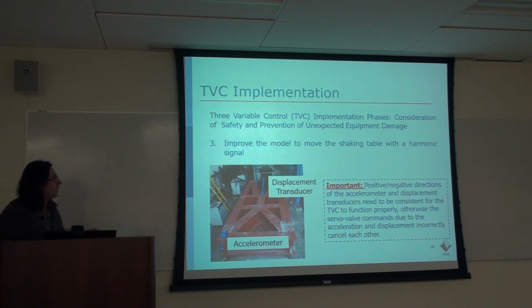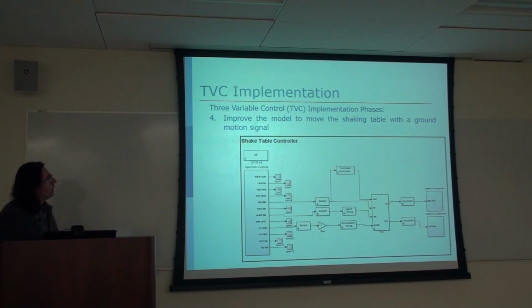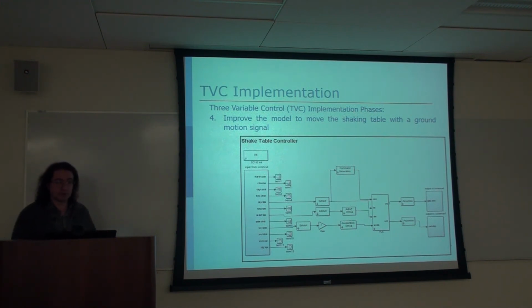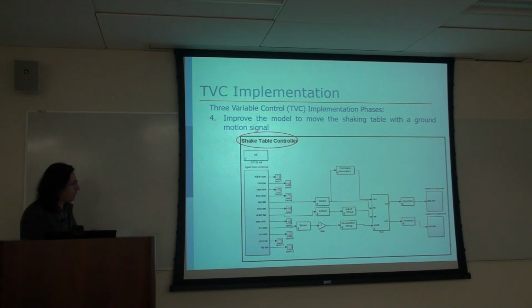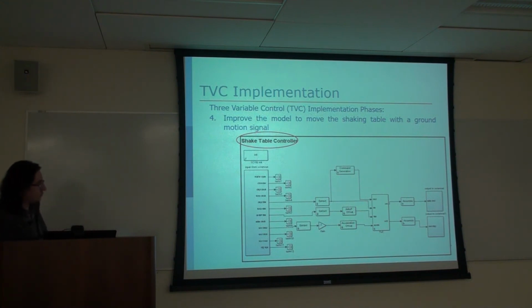So we made sure about that, and then the next step after this harmonic signal was to do a shaking table test with the ground motion. And this is the Simulink model here for that. And yeah, it looks complicated, but I will not show all the details.